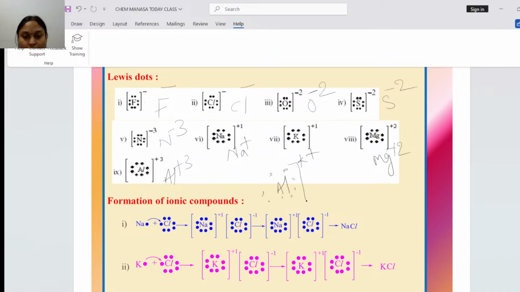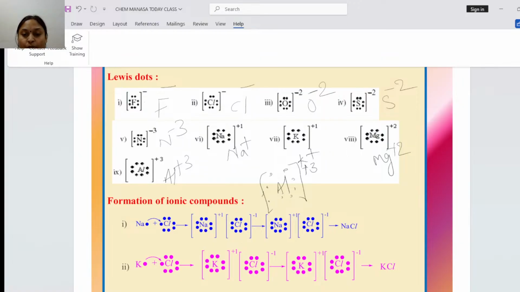Total overall electrons, 8 electrons completed means we are closing the bracket, and according to the question, whatever the charge is, we represent that symbol above the bracket. So Lewis dot structures of ions is very easy. Then when it comes to the formation of ionic compounds, here we have to consider the valence electrons of each and every element.